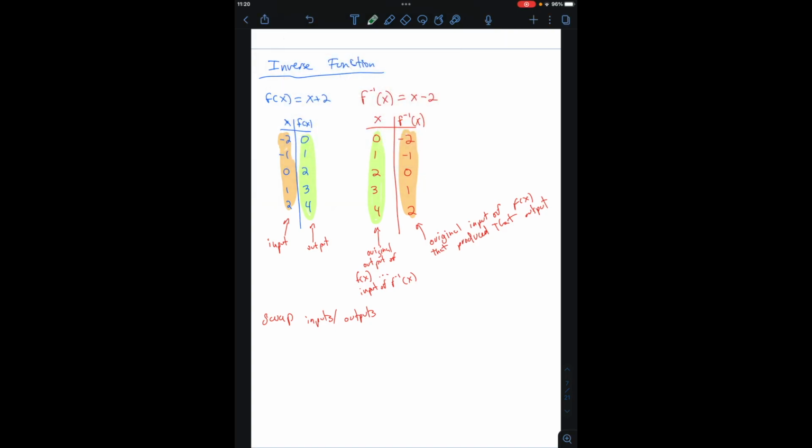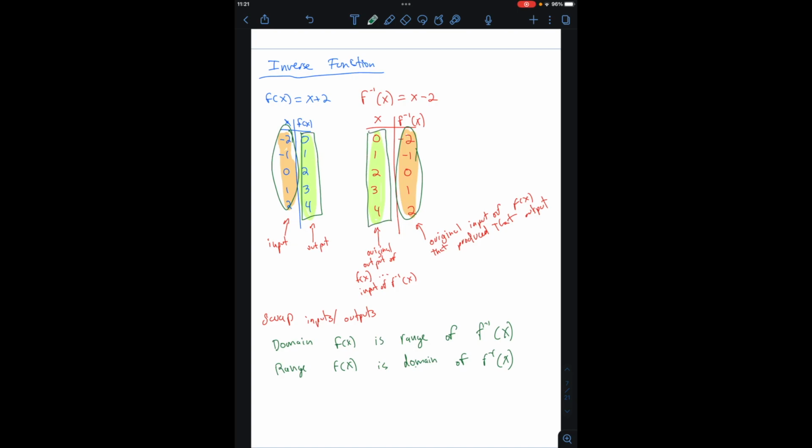And so the domain of f of x, our inputs of f of x, end up being the range of f inverse of x. Okay, and the range of f of x is the domain of f inverse x. So the things that we got out of our original function end up being the things we can put in to our inverse function. So that's this interrelationship.